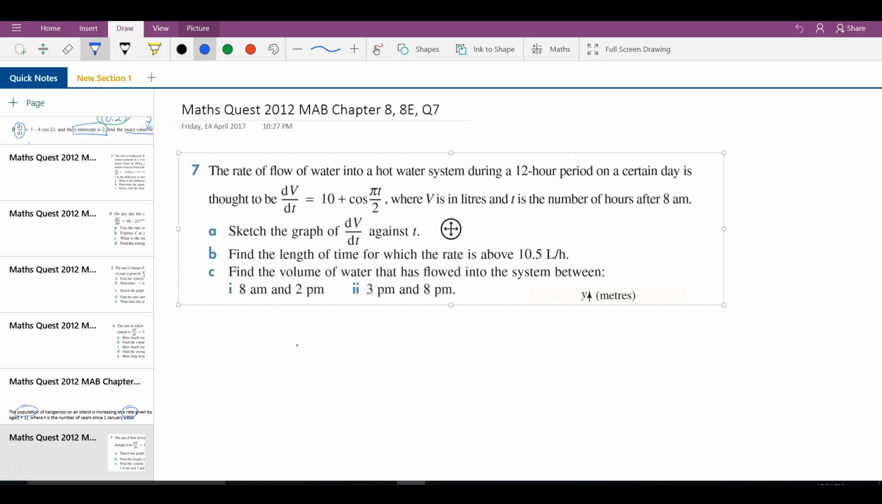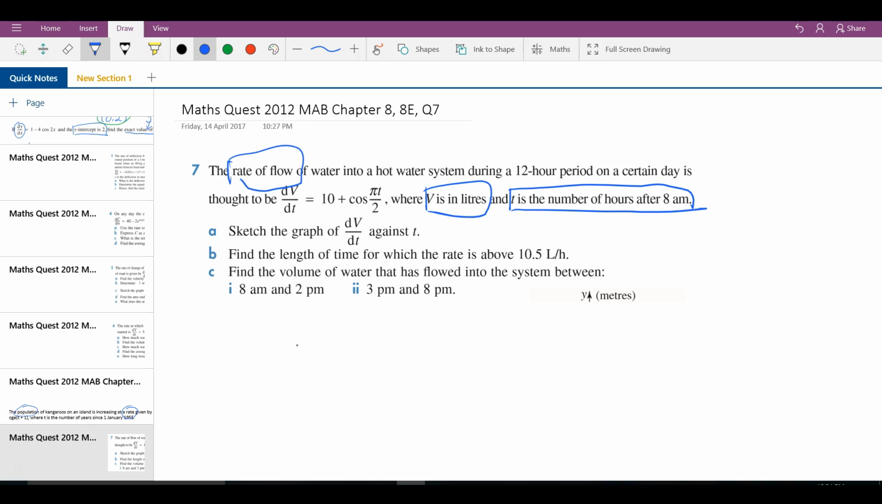So this is very essential. t is the number of hours after 8, and V is in liters. It tells us the units, and this is the rate of flow. It's given by this function during a 12-hour period on a day, so it repeats itself every 12 hours. We can think about that.